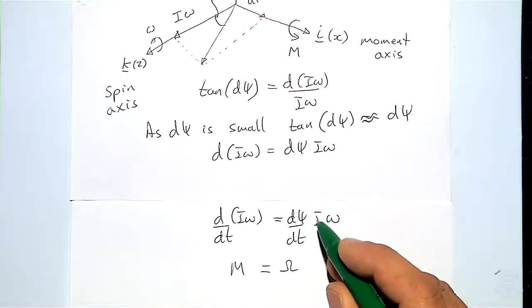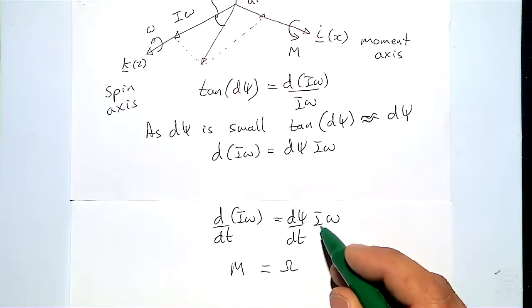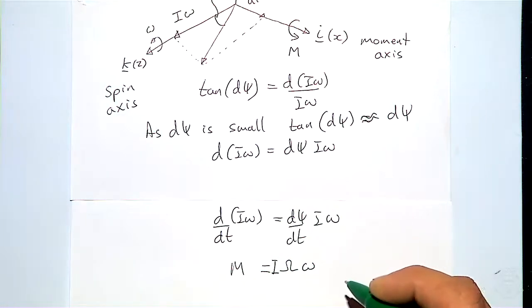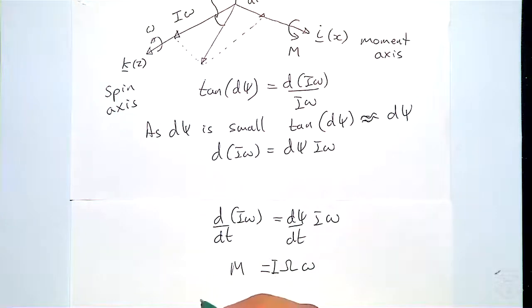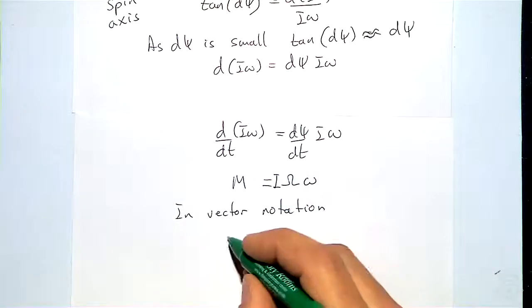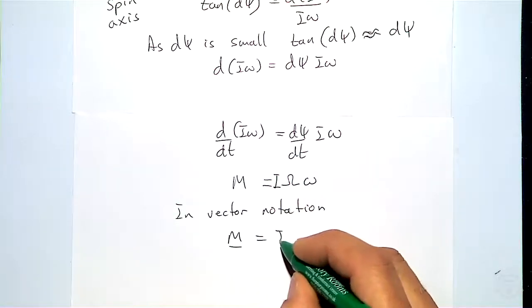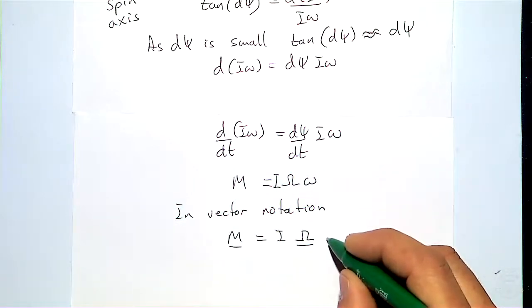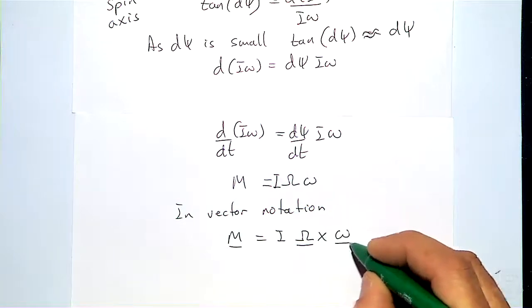Well, I is the moment of inertia. That's a scalar constant. So I'll bring that to the left-hand side, and then we're left with the spin rate of the spin axis, small omega. Okay, so in vector notation, it won't take you much to work out that M, the vector, is equal to the moment of inertia multiplied by the precession rate vector, cross product with the spin rate vector, okay?